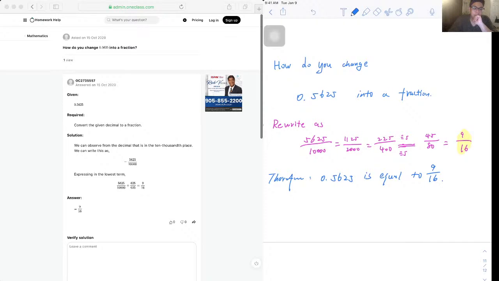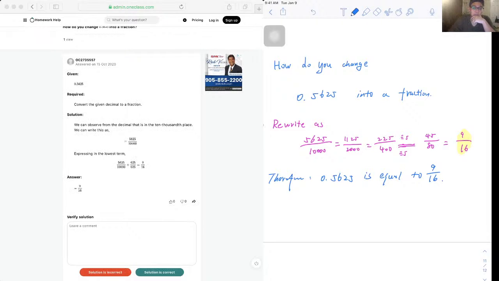And if you look at the junior tutor's answer, they divided by 625 for both the numerator and denominator in one step. That is totally correct as well. It just really depends on how you want to do it. You can do it in one step, and you can also do it in separate steps, as I just showed here. Either way will lead you to the correct answer. So let's leave a comment. Solution is correct. Well done.